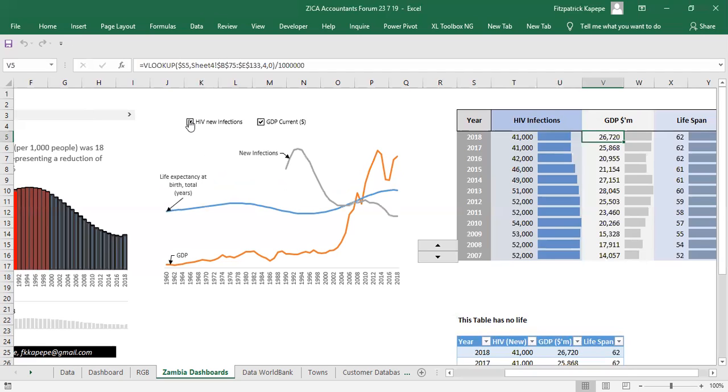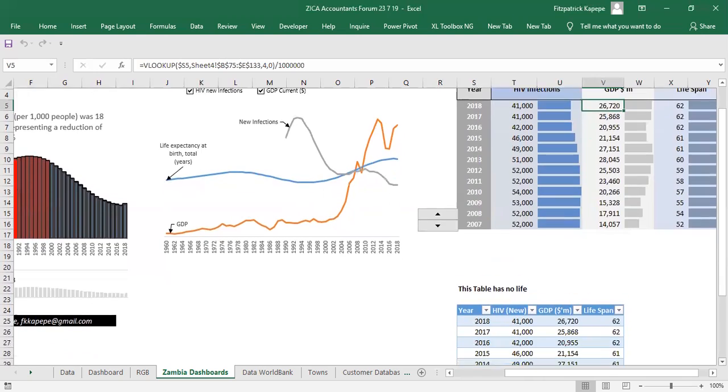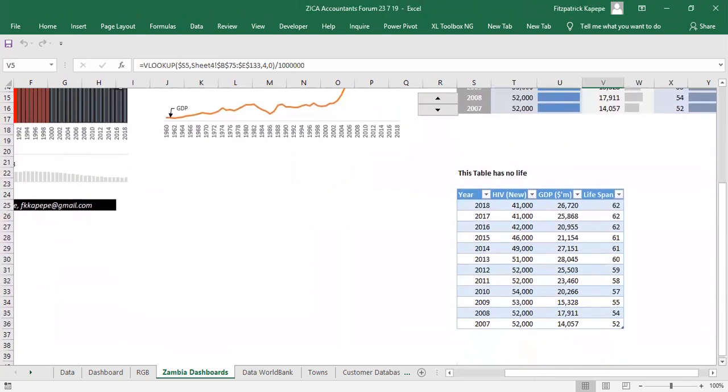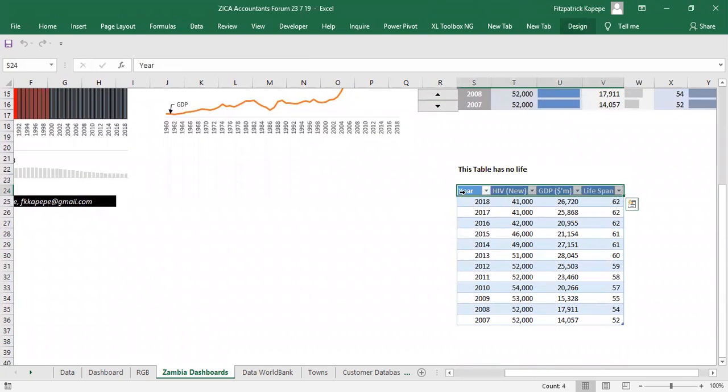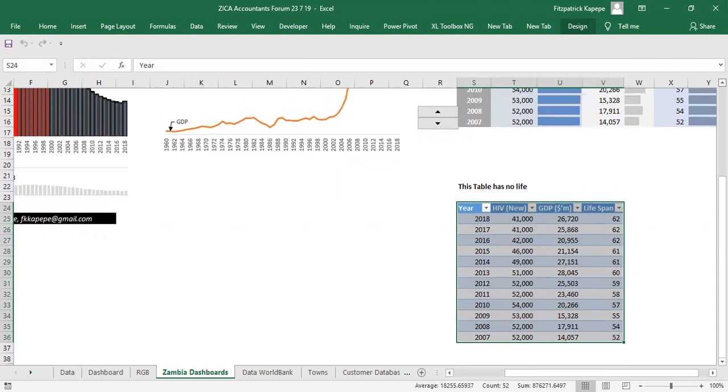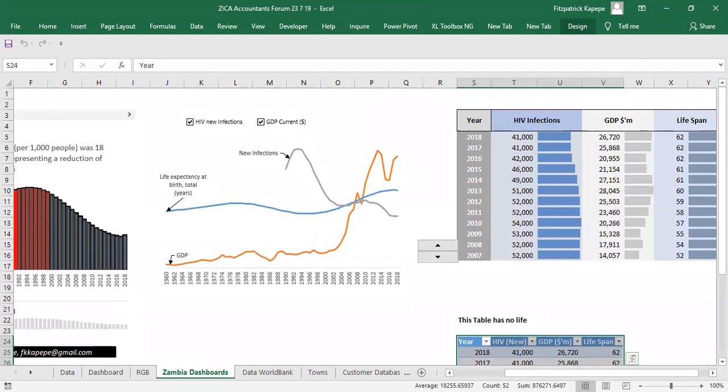So this is how you create these interactive charts or dashboards. Then in many reports, I've observed that most of these reports will have tables like this. This is a lifeless table. So I decided to beautify it a bit, bring in a bit of life, and created something like this.